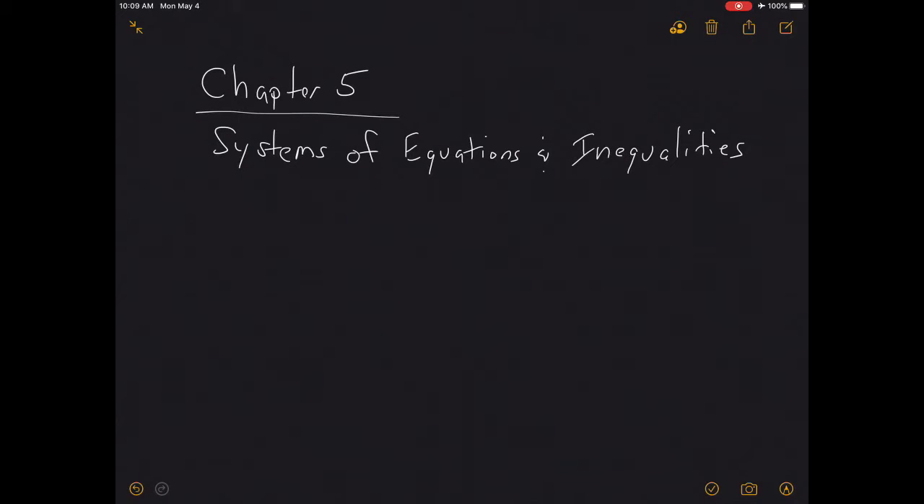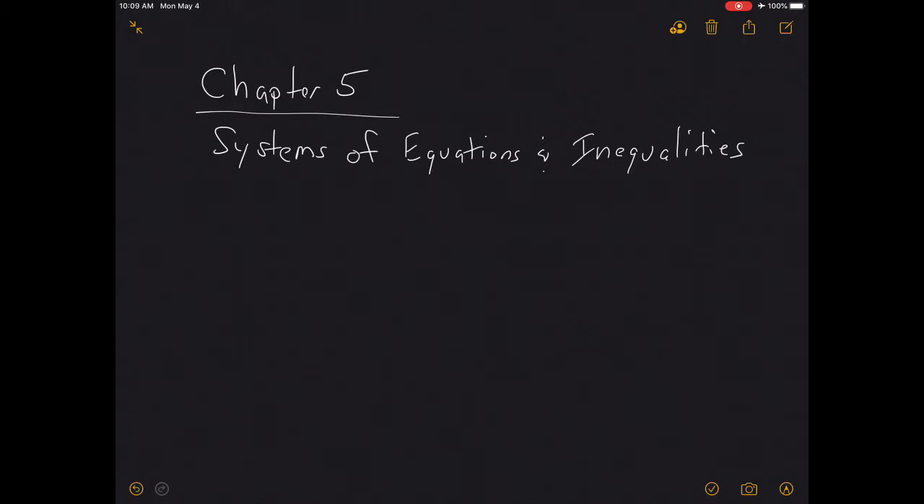Okay, we are on to Chapter 5 now, Systems of Equations and Inequalities. Let's go over a little bit of terminology here, and then we're going to go over the general idea of what's going to happen within each section, just to make sure that we have an understanding of where we're going. First of all, systems, in this case, just actually means more than one.